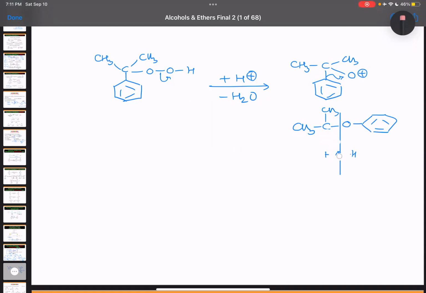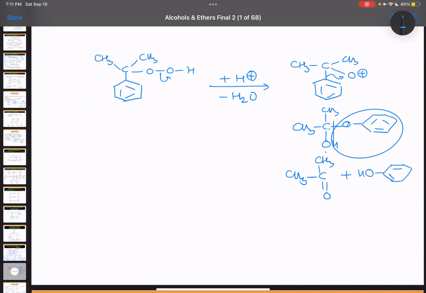So initially you get OH connected. I will write it completely. OH with water. The cation attacks on the OH and it gets connected to the carbon plus, and it breaks apart, and you get acetone, this acetone, and phenol. So it is a method for the preparation of phenol, but the byproduct is acetone.